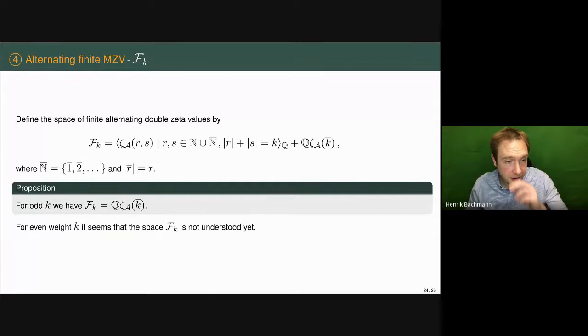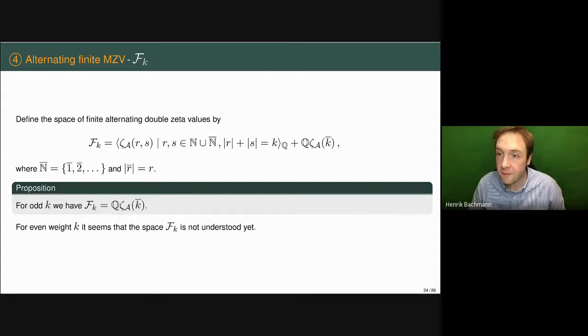We are studying these objects now, and we are interested in the space F_k spanned by these double alternating finite zeta values. Here I take all of them: r and s can be barred or not barred, and they can be all natural numbers such that the weight equals k. The first statement is that for odd weight, these are quite boring. The finite multiple zeta values are also boring in depth 2, because we saw they are all given by Bernoulli numbers, so they are all the same. This is also the case here for odd weight.